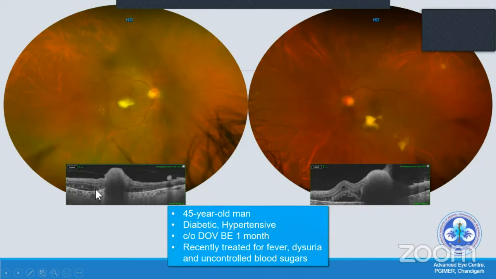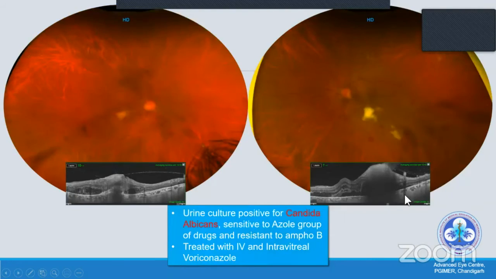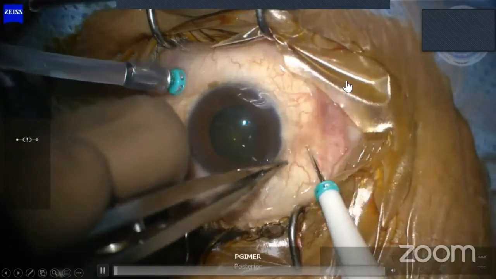And the OCT showing the rain cloud sign of that thing erupting from the choroid and into the retina and the vitreous. So urine culture was positive for Candida albicans, sensitive to the azole group and resistant to amphotericin. Both eyes were treated with intravitreal voriconazole and IV voriconazole. The right eye was responding well, the left eye not so much. So the left eye was taken up for vitrectomy.